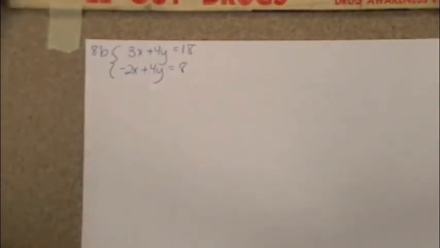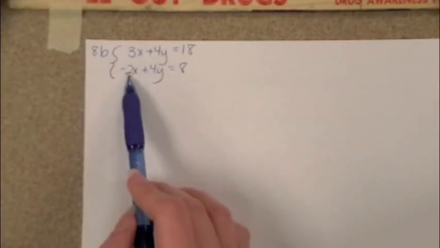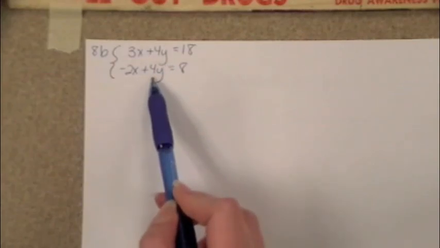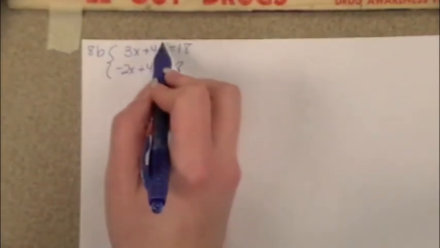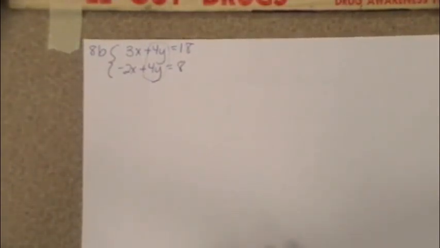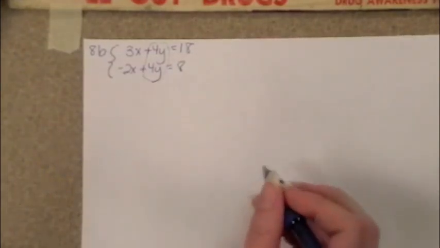Alright, problem 8b, we've got 3x plus 4y equals 18, negative 2x plus 4y equals 8. So, as we look for things that are same or opposite, we've got 3x, negative 2x. Those numbers don't match, so they can't be same or opposite. Here we've got 4y and 4y. Those are exactly the same. So, again, remember, if we've got same, then we're going to subtract. They both start with s, so that's easy to remember.